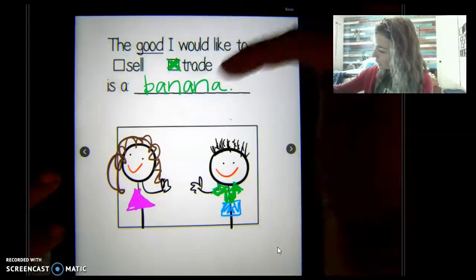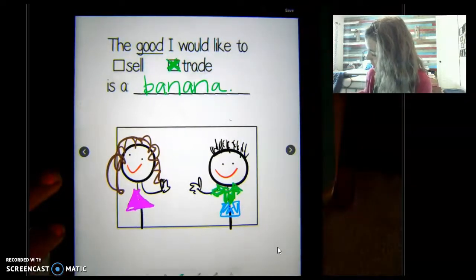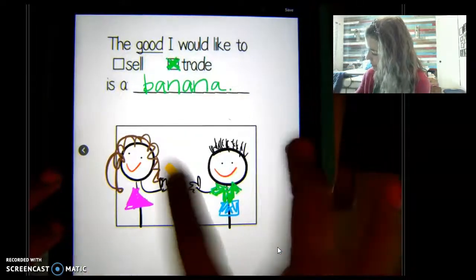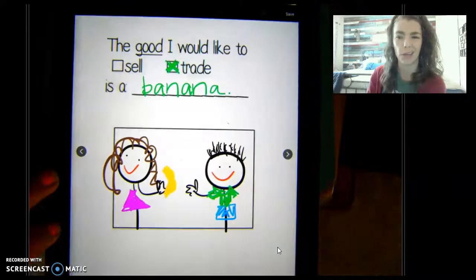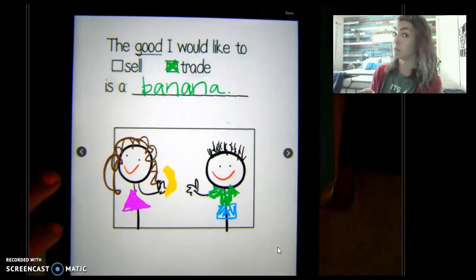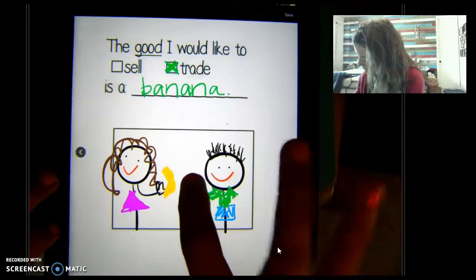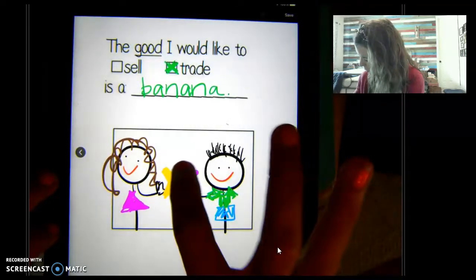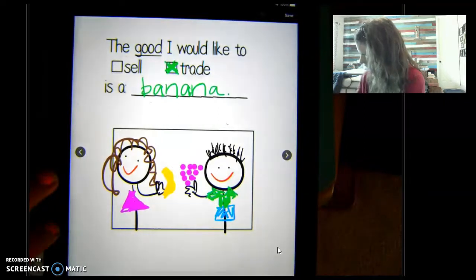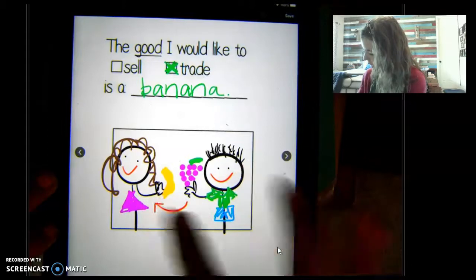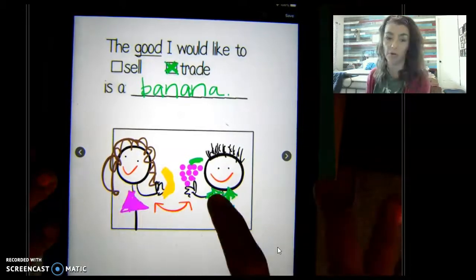I said I am trading a what? Banana. Here's my banana that I'm going to give to him. Now, what would be a fair trade? A banana for a what? Apples? Grapes? I like grapes. I'm going to get the purple. Ooh, that was easy and fun. And show you the grapes. And I'm even going to add a little arrow label so you know this is a trade. A banana trading for the grapes.